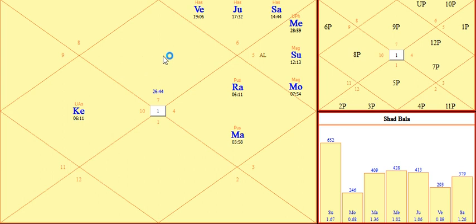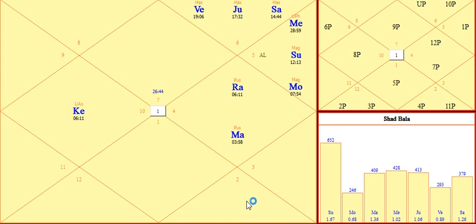So what we have to do is just calculate 10 more places from here. First house 1, 2, 3, 4, 5, 6, 7, 8, 9, 10. So the 10th house is the pada for the 7th house. So the 7th pada falls in the 10th house, we are seeing here.